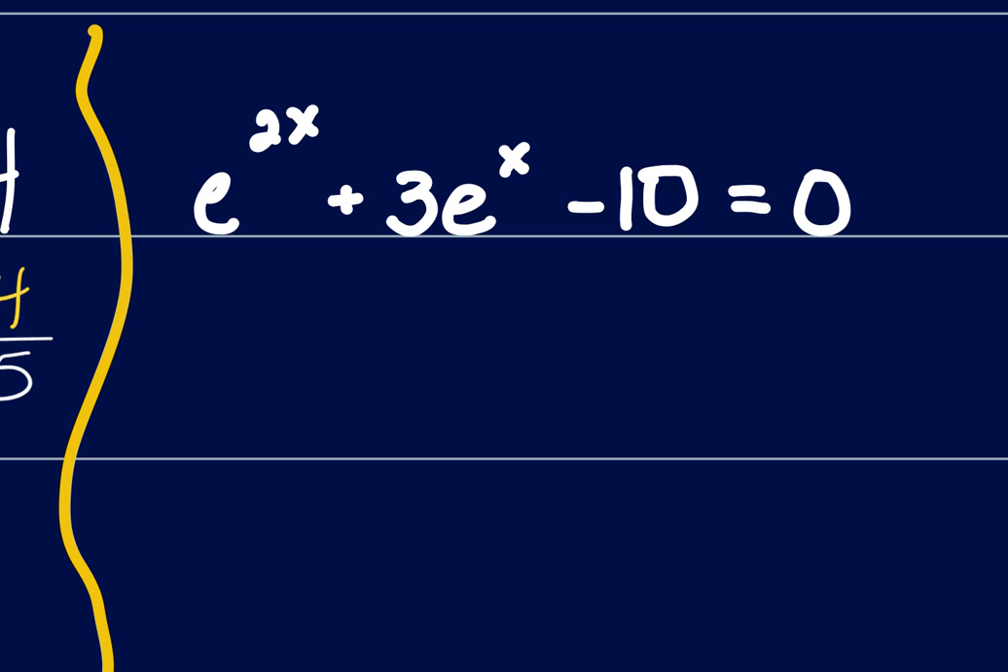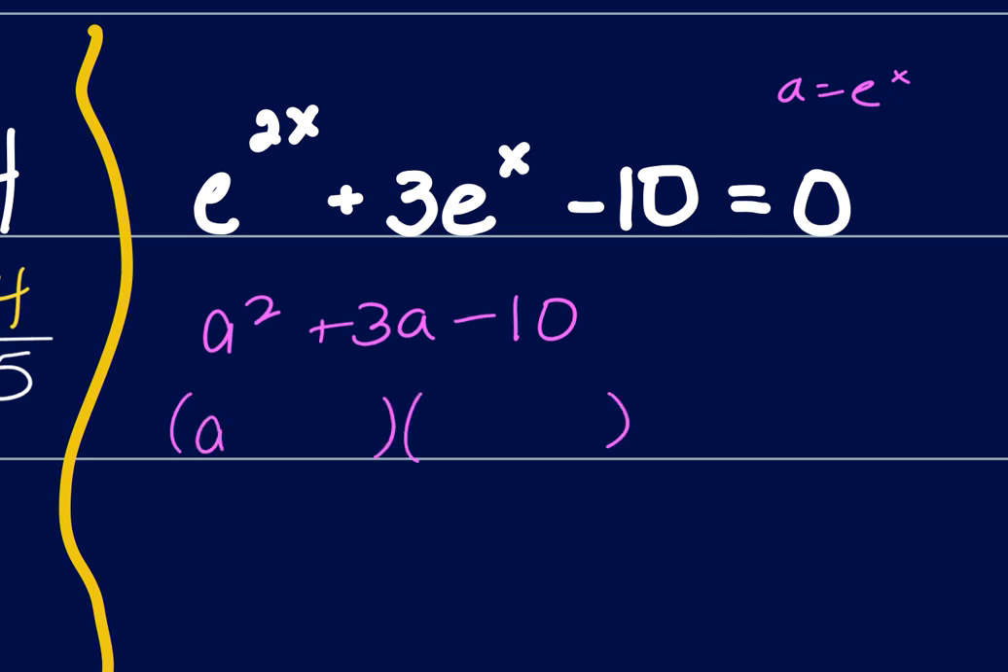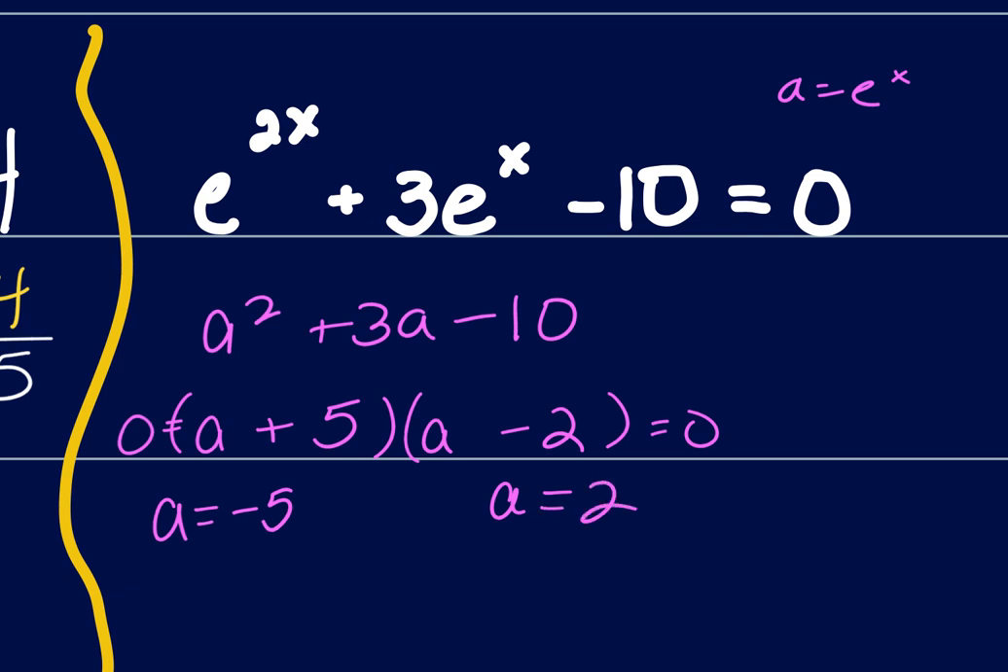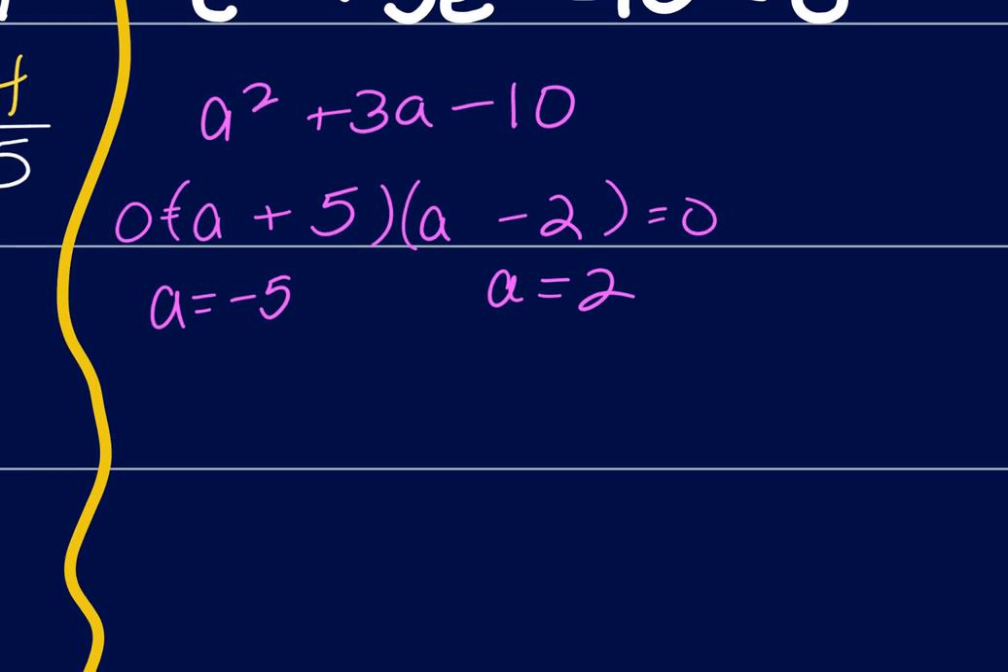I can rewrite this as a squared plus 3a minus 10 because I'm going to make a equal e to the x. Then I'm going to factor it. So what are factors of negative 10 that sum to positive 3? Positive 5, negative 2. Then I'm going to split and solve it. So a is negative 5 and a is positive 2. And then I bring the e to the x back in. So e to the x equals negative 5. e to the x equals positive 2.